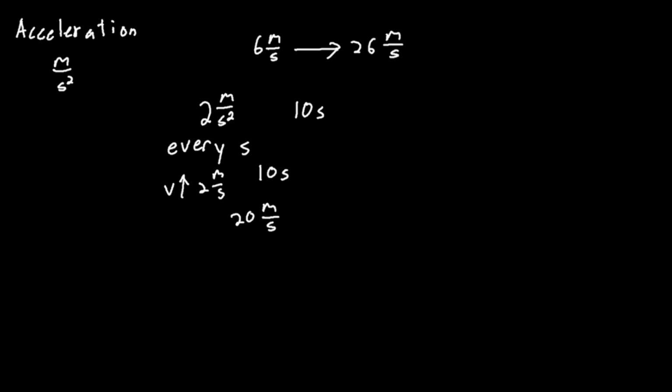Every second, your velocity goes up 2 meters per second. Take that in, pause the video, try to understand what I said there. And then after 10 seconds, if every second 2 meters per second goes up in the velocity, that means your change in velocity is 20 meters per second after 10 seconds. That's why I added 20 onto my original 6 meters per second.